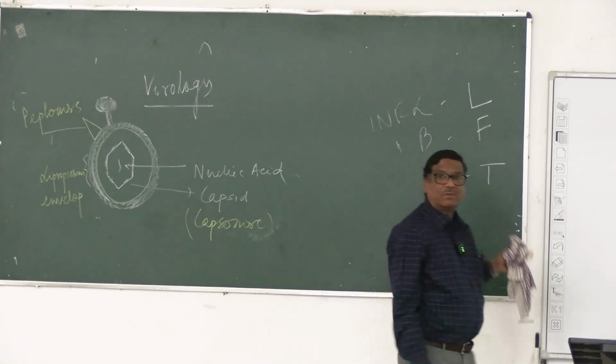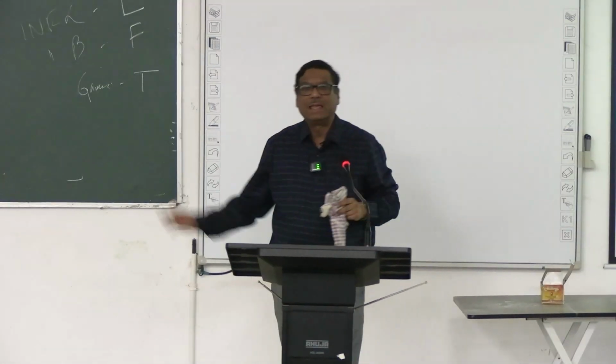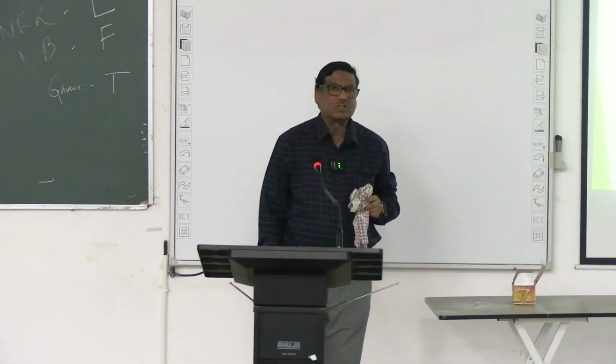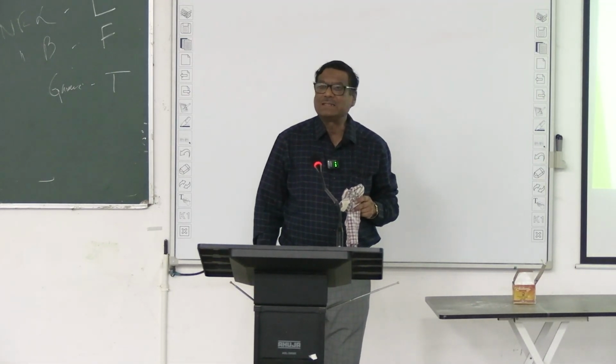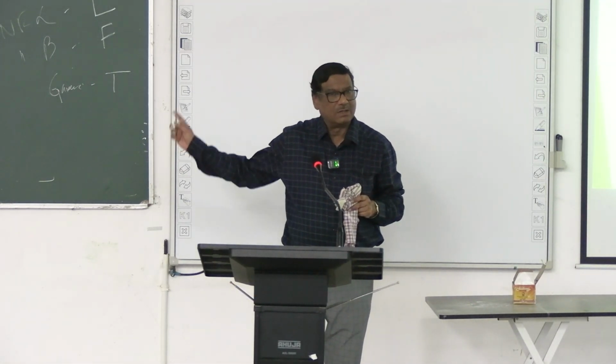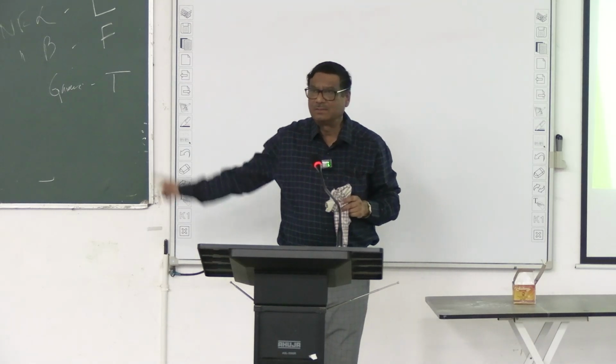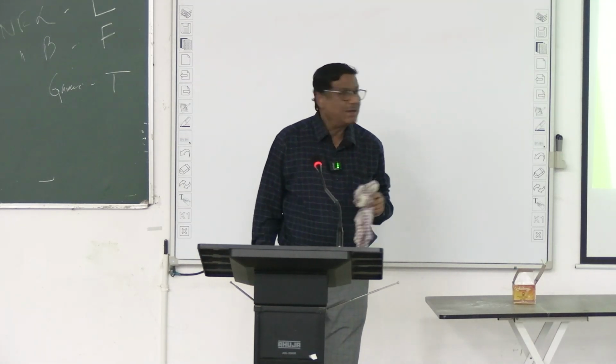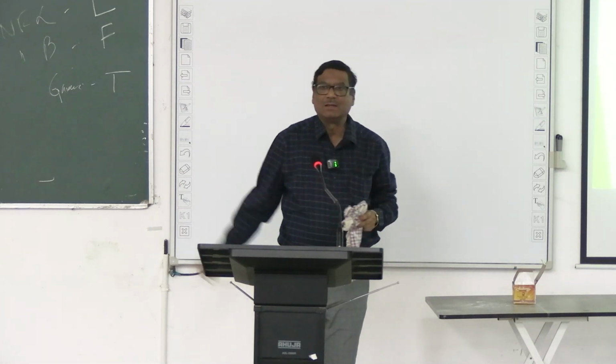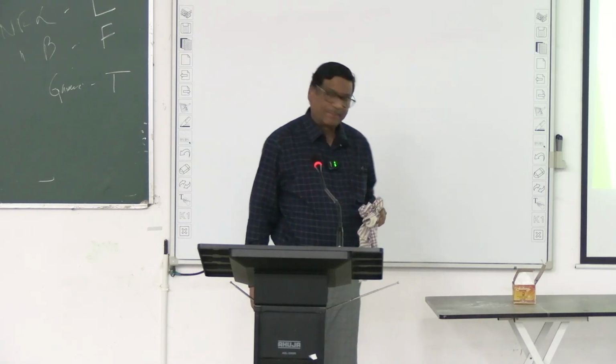So the mnemonic is LFT. How to remember? The source to remember is LFT. Alpha, leukocyte; beta, F, fibroblasts; and the last one, gamma, from T lymphocytes. Okay?